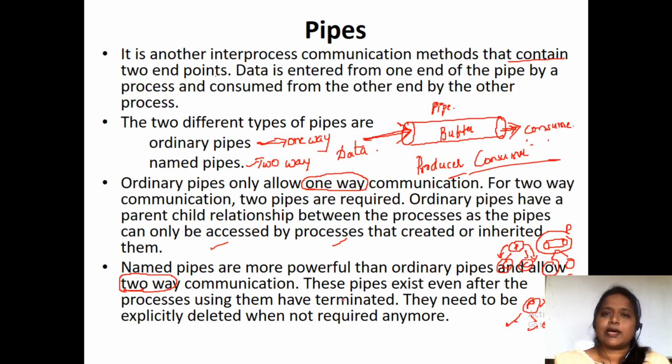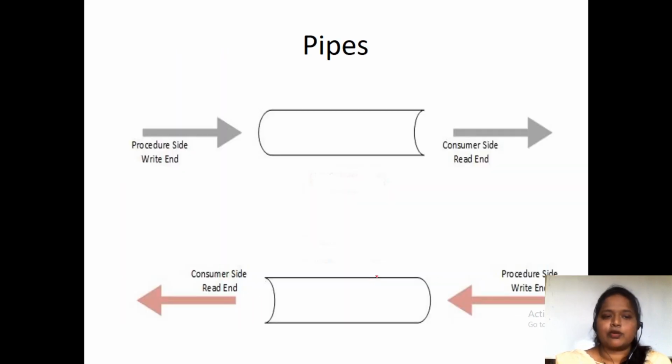The other one is the named pipe. A named pipe is two-way communication. Here, even after the process is done, the data still exists in the pipe unless you delete it permanently. So that is what we have in pipes.